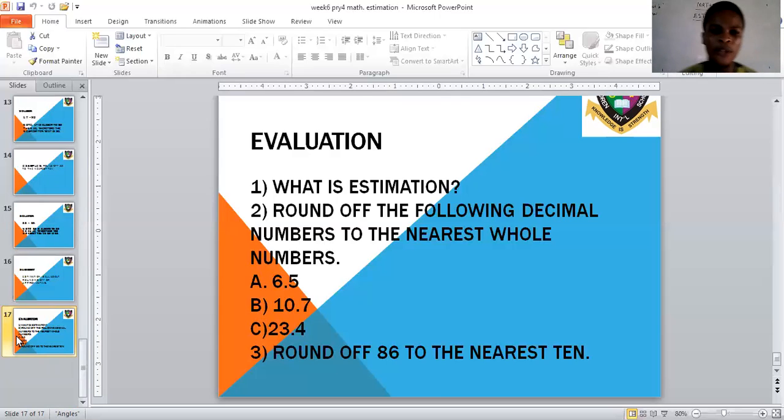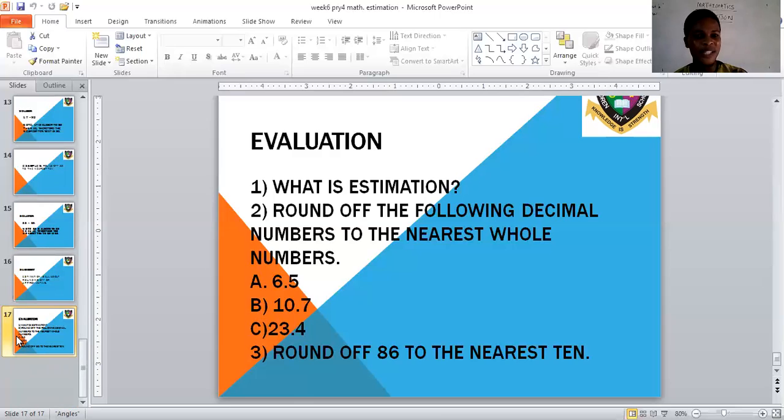Number two says, round off the following decimal numbers to the nearest whole numbers. So how do you round off 6.5 to the nearest whole number? That's the question. I'm giving you the steps to take on the rounding of decimal numbers. Then also, we have A, we have 6.5.